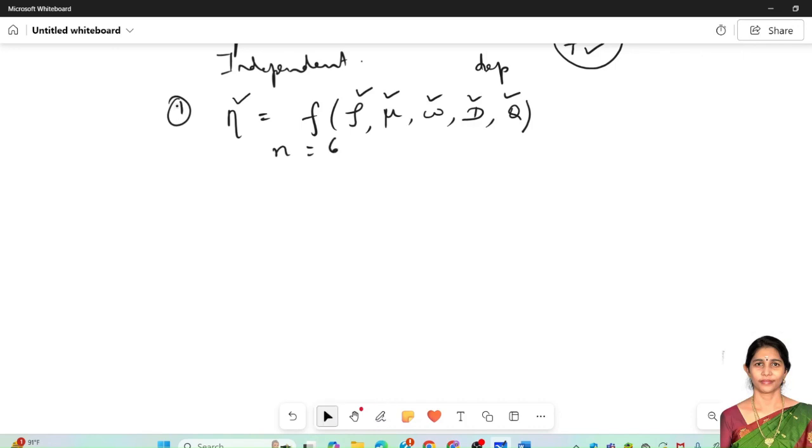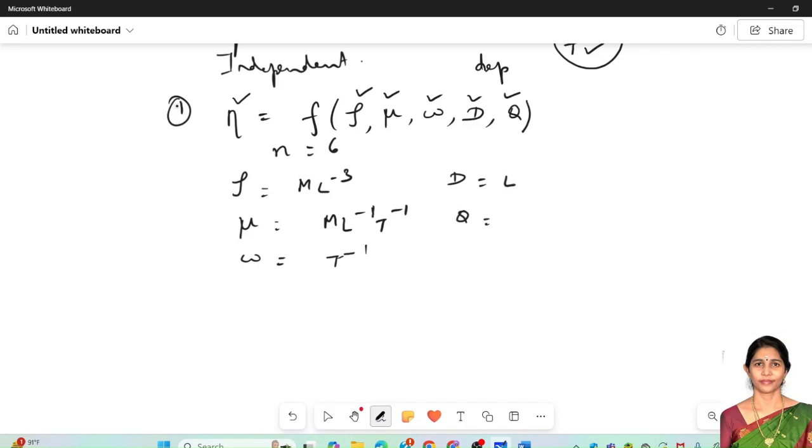Now we should write the dimension for all these variables independently. So density, that is going to be mass per unit volume. This you can write by yourself. Then for viscosity, dynamic viscosity, it is M L minus 1 T minus 1. For angular velocity, it is radians per second, right? So it is just T minus 1. For diameter, it is simply L.